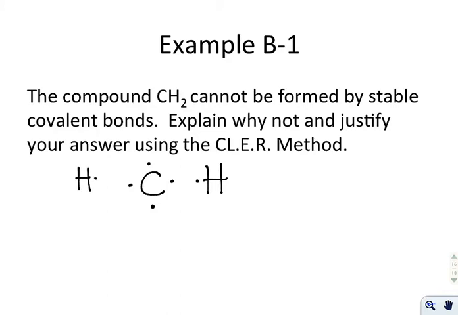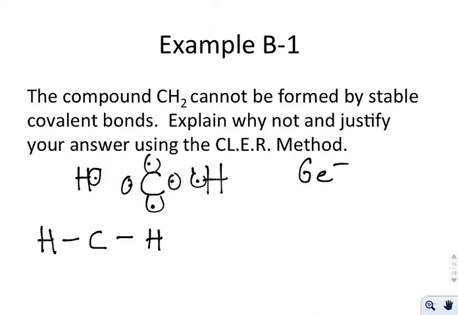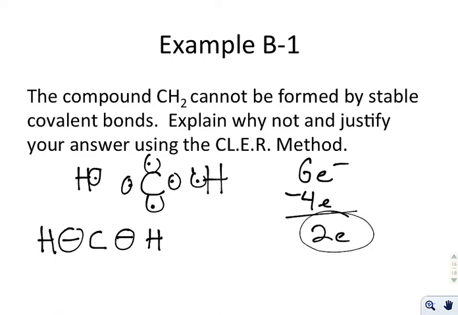The first thing you need to do is draw your bonds. So I'm going to have hydrogen, carbon, hydrogen. I had 1, 2, 3, 4, 5, 6 electrons available. I have 6 electrons available, and I used 4 of them. So I have 2 electrons left that I can use.